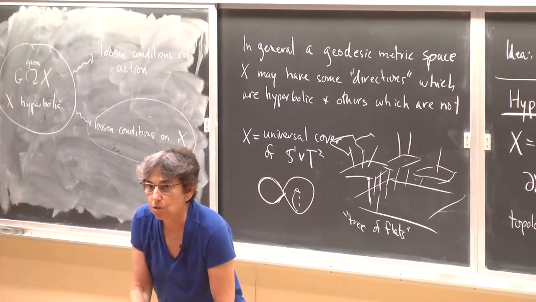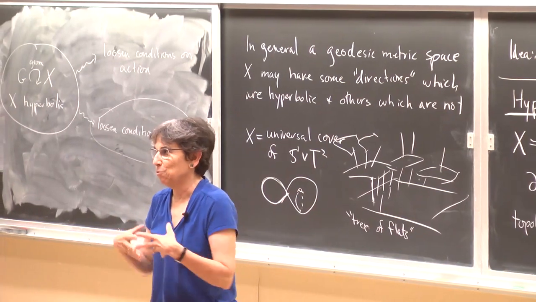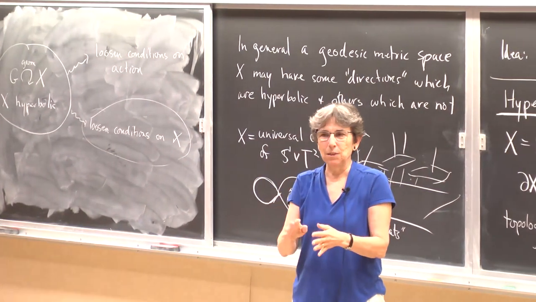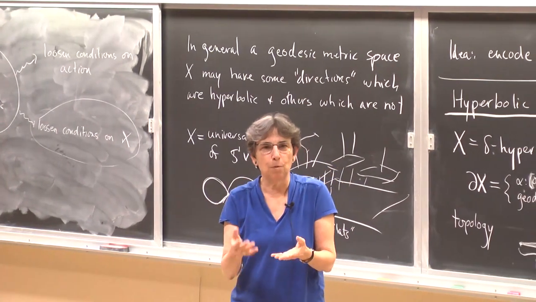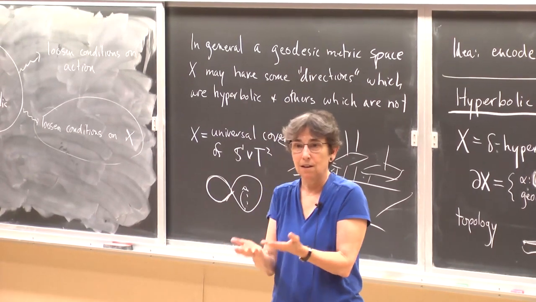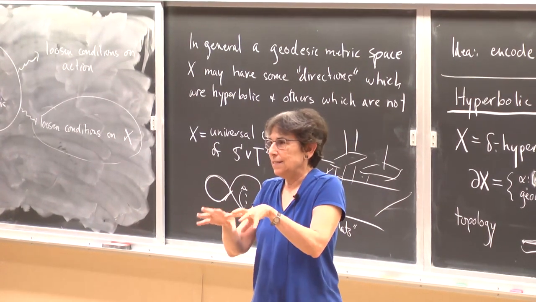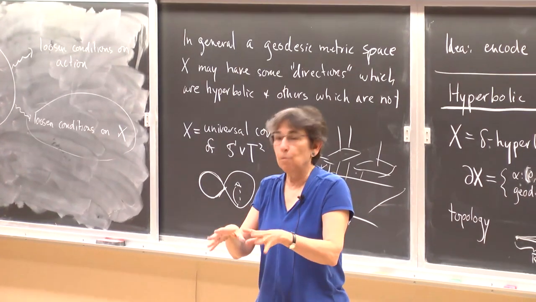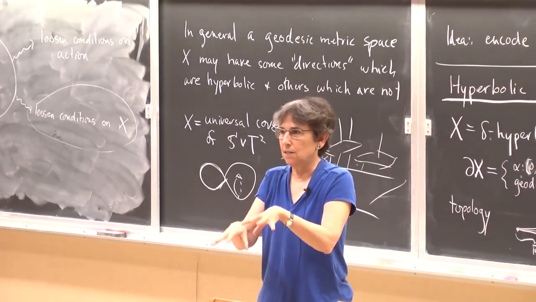Because what we'd really like to do is talk about the boundary of a group, all right? And to do that, we would like our properties to be preserved by quasi-isometries. That was the whole issue last time. We said, ideally, we're interested in properties that are preserved by these quasi-isometries.